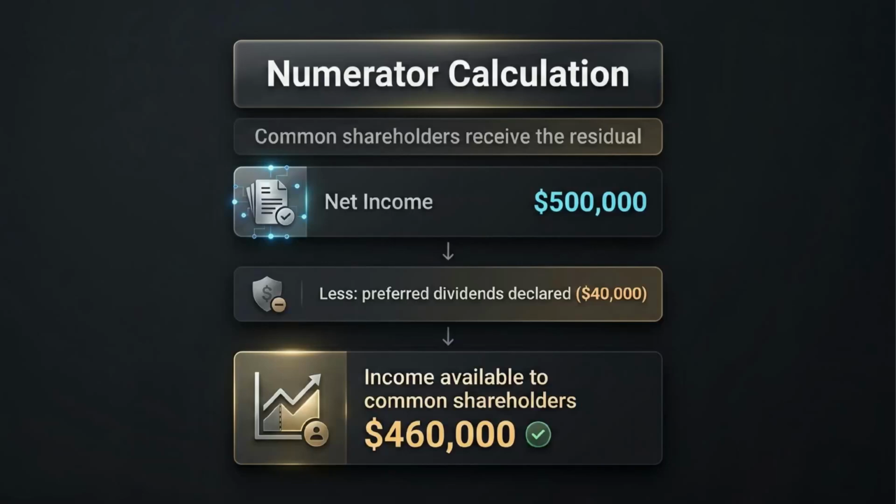The calculation is straightforward once the claim is identified. Start with net income of $500,000. Subtract preferred dividends declared of $40,000. Income available to common shareholders is $460,000. That amount is the numerator. The preferred shareholders received their priority claim and common shareholders receive the residual earnings pool.